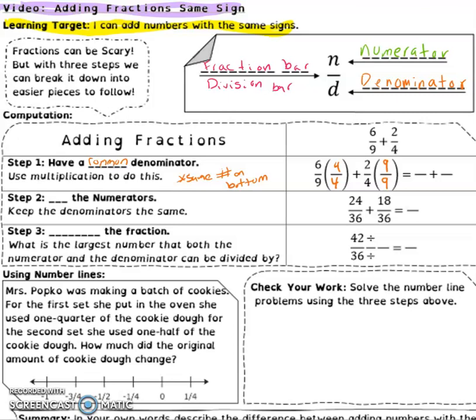Okay? So now we get a whole brand new thing. We're going to multiply these numbers out. We are going to do 6 times 4 on the top, and that gives us 24. We're going to do 9 times 4 on the bottom, which gives us 36. And then we're going to do plus, and again on the top, 2 times 9, which is 18. And on the bottom, we should get the same thing. 4 times 9 is 36.